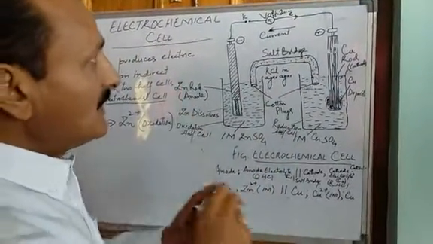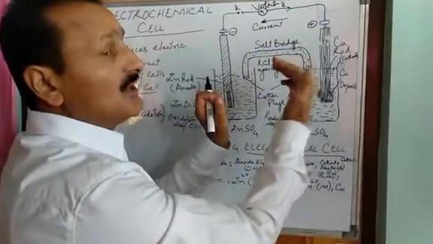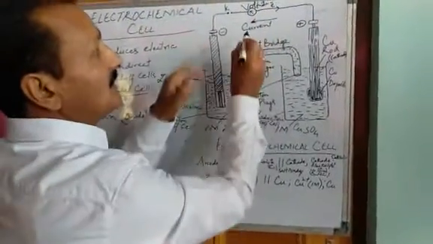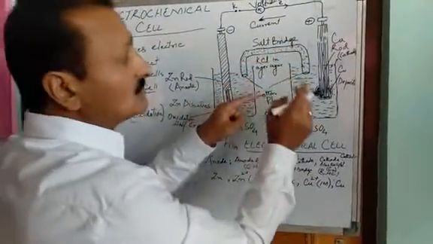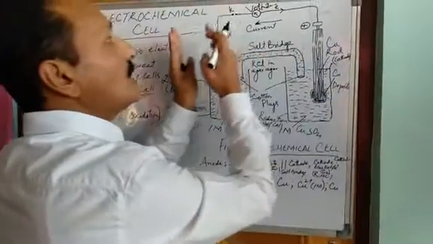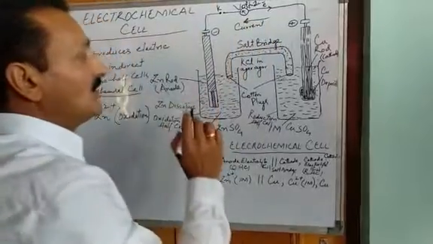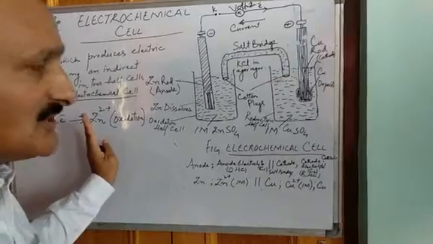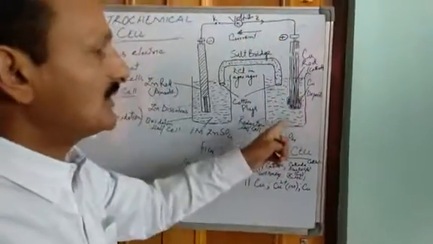Now please remember, when electron moves from left to right, the current will flow in the opposite direction. That is, current will flow from right to left. So current is produced and flows from the reduction half cell to the oxidation half cell. I have shown that flow of current by this arrow. Zinc has lost electrons, that is oxidation has taken place, and electrons have been transferred to the reduction half cell.